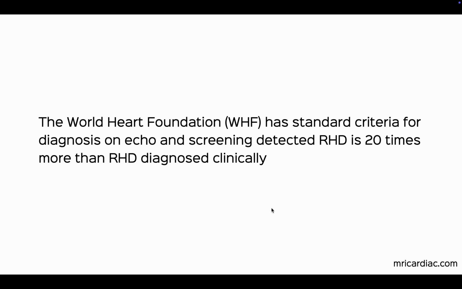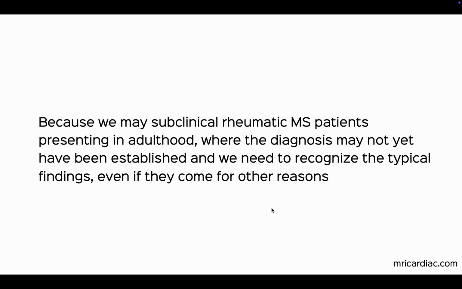Why is this important? So, if you look at the World Heart Federation criteria on echo and screening for rheumatic heart disease, they pick up 20 times more people than the ones who are diagnosed clinically. 20 times. It's insane. Which means there's a whole group of subclinical rheumatic MS patients and rheumatic heart disease who present with other things, right?